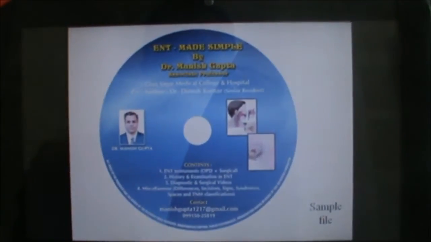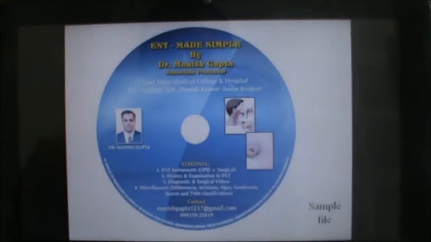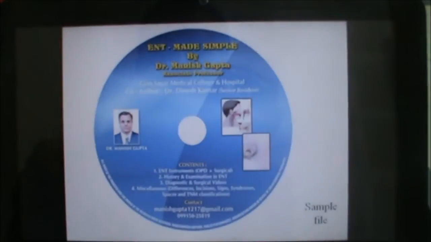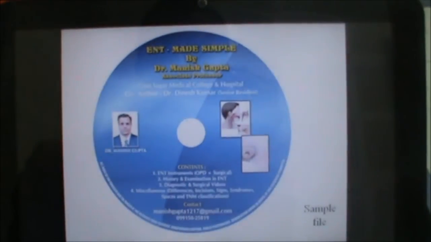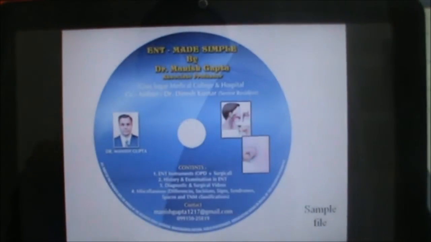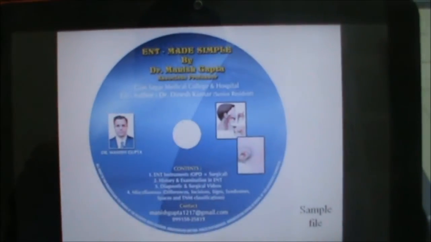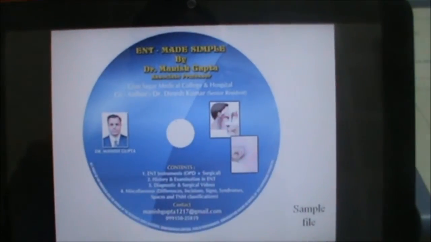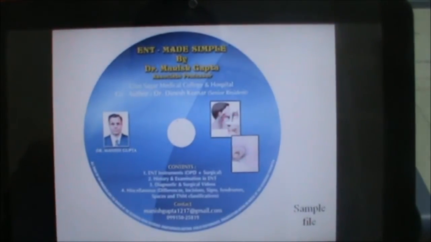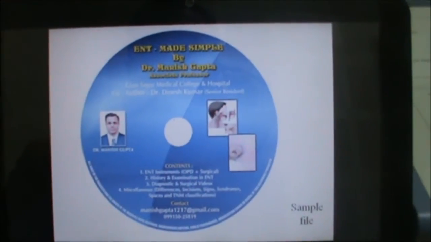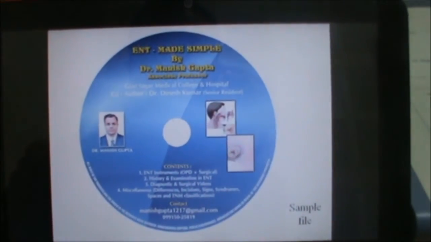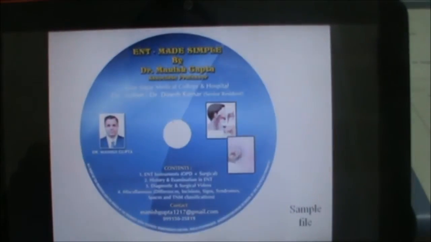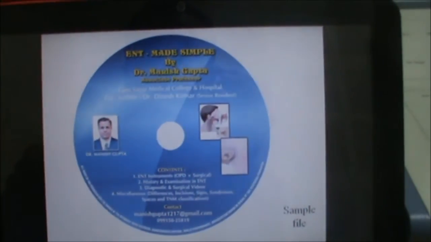This CD I have made, ENT Made Simple, is about the various instruments we use, the history and examination in ENT, the diagnostic and surgical videos it carries, and there are miscellaneous topics like differences, incisions, signs, syndromes, spaces, and classification, TNM, which we usually follow and often ask in ENT examination. It is both useful for undergraduates and postgraduates. You may contact the given email ID for further queries.